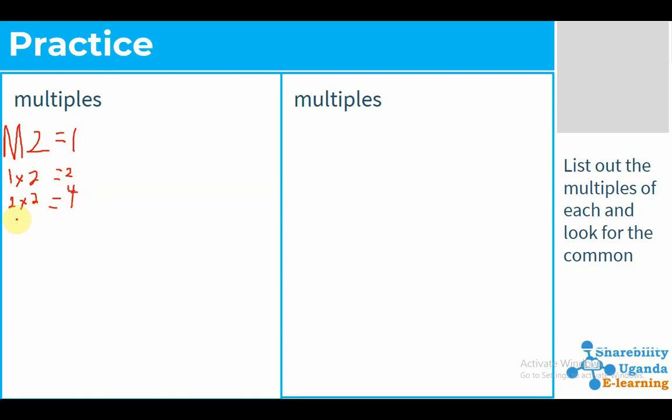Then we say 3 times 2. What is 3 times 2? We get our answer 6. Let me just write them down. We have our 2 here as a multiple, our 4 here as a multiple, and a 6 as our multiple. Then we have 4 times 2. 4 times 2, you get 8.